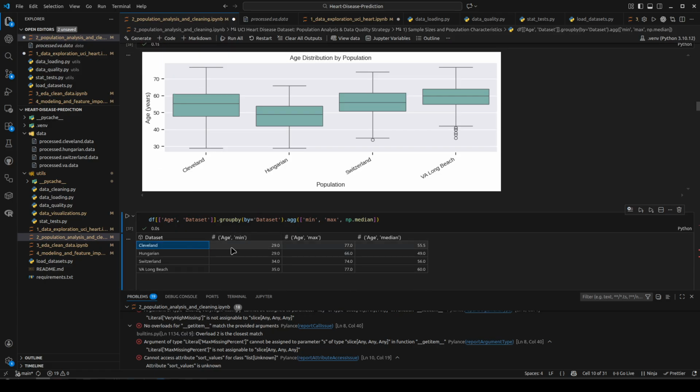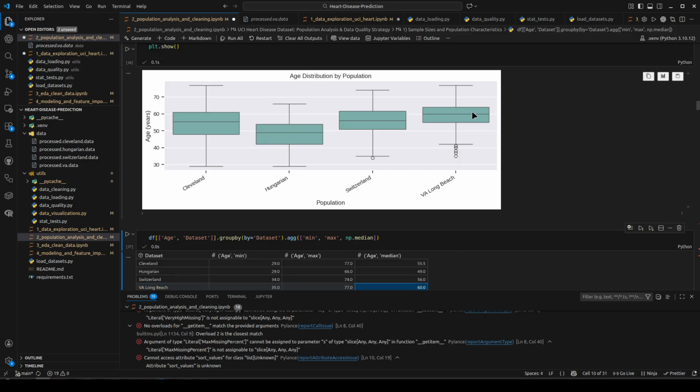over here we have Cleveland, and we see that the minimum age is 29, okay. The maximum age is 77, and that's what these whiskers represent. Well, actually, the whiskers aren't exactly the minimum and maximum. I'll get into that later, but usually they'll cover them. For like Virginia Long Beach, you see that the minimum age is 35, which is seen here by this little dot, and the median age is 60 years old, which is seen by this line.